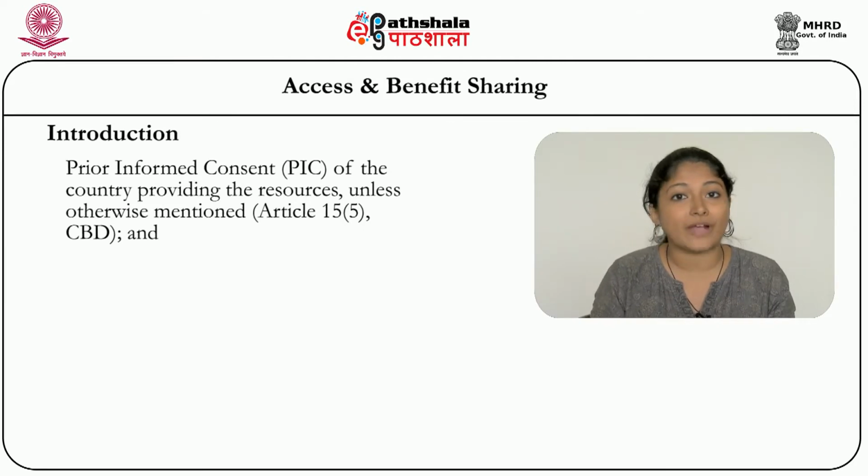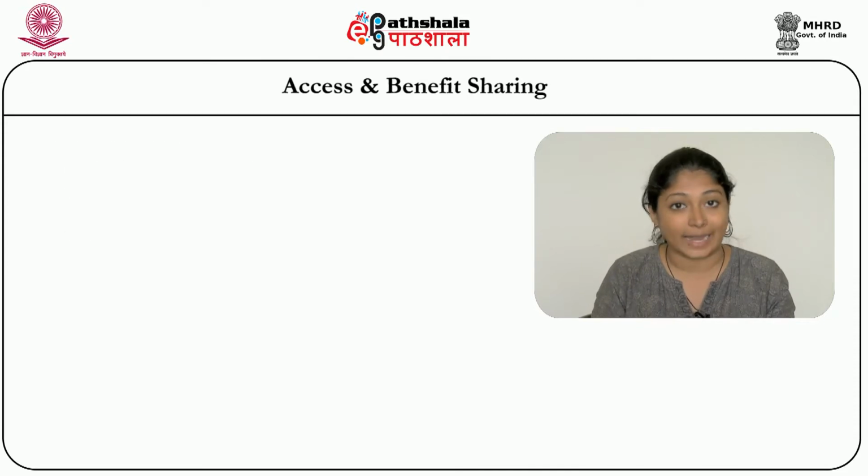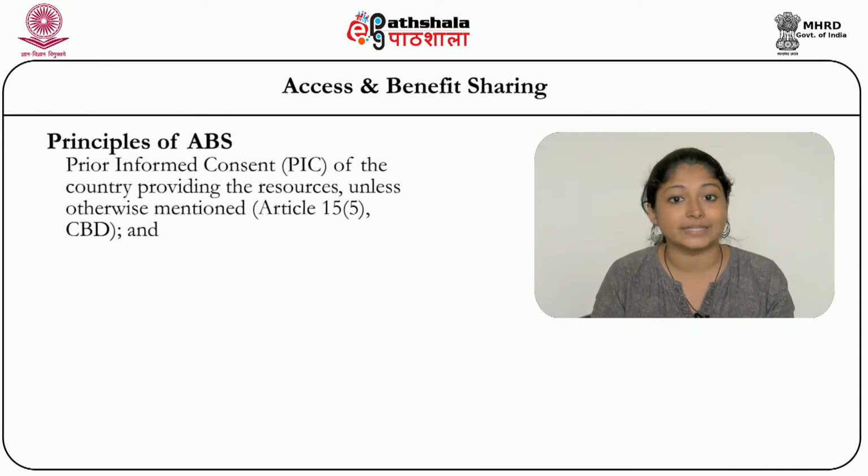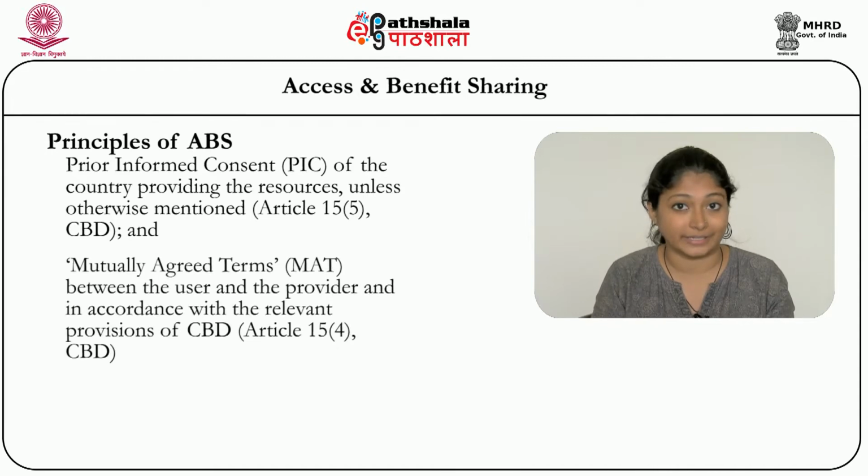So the concept of access and benefit sharing involves two main elements, that is prior informed consent and mutually agreed terms.